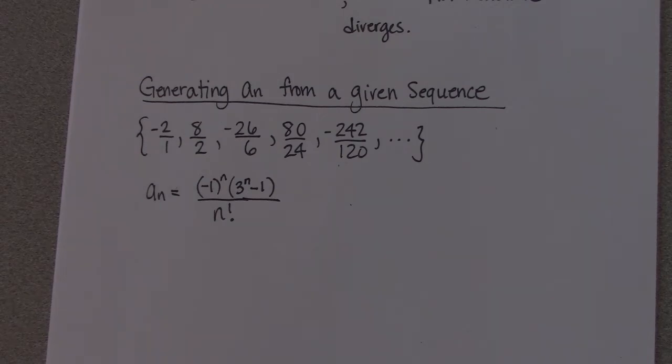Now if we plug in values, when you plug in 1, you get 3 minus 1 is 2. When you plug in 2, you get 3 squared, which is 9 minus 1 is 8. Then you get 27 minus 1 is 26. Let's look at one more.